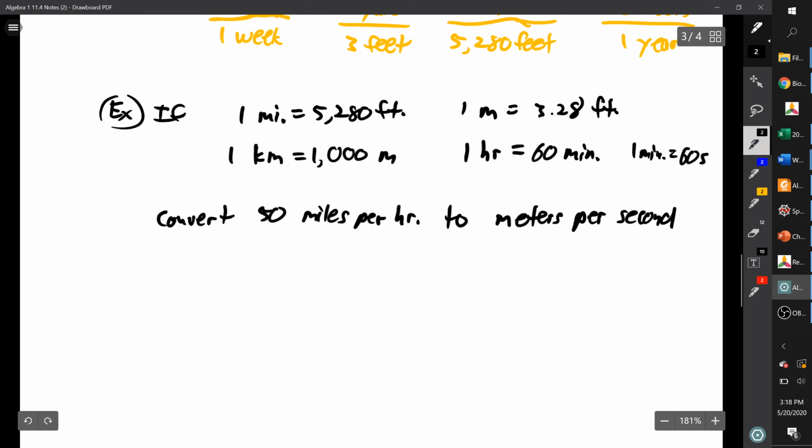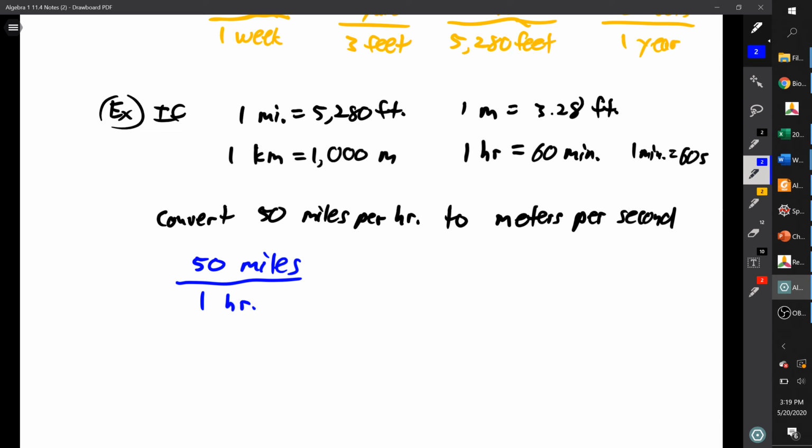So what we do is we start out writing what we have as a fraction. So we have 50 miles on top, sorry about that, and what's on the bottom is 1 hour, because it's 50 miles per hour.